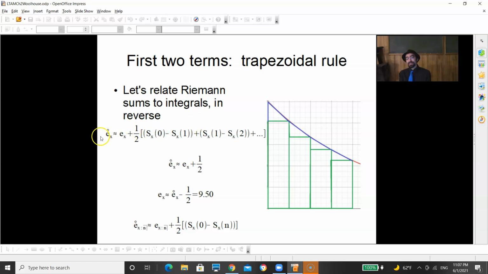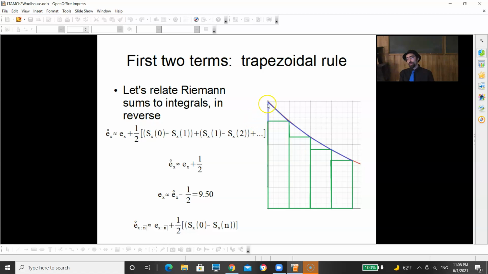So I get that the complete expectation of life is approximately curtailed expectation of life plus 1/2 survival at 0 minus survival at 1 plus survival at 1 minus survival at 2, etc., etc. This telescopes down to curtailed expectation of life plus 1/2 survival at 0 minus survival at infinity.